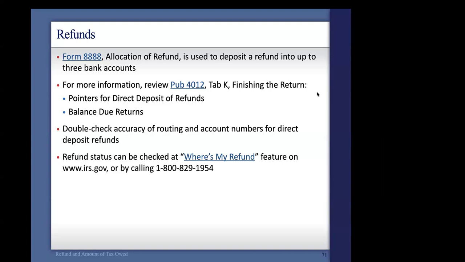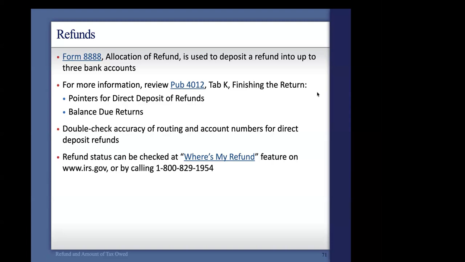It advises to double check accuracy of routing and account numbers for direct deposit refunds. The software is pretty good about you putting the routing and account number in. Most times you have to put it in twice to ensure that you put in the correct number. It's also one of the things that, as a quality reviewer, you are wanting to check. That's one of the numbers that you want to make sure you are checking, the routing and account numbers, to make sure that they are correct.